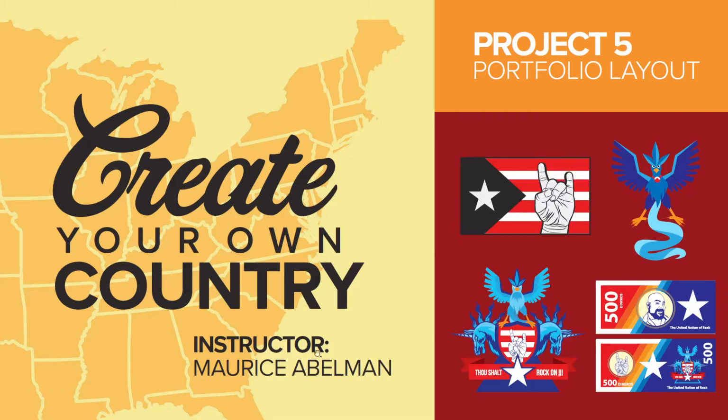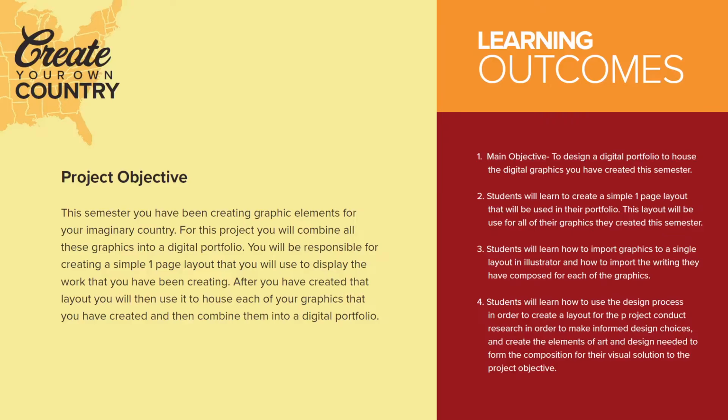portfolio. So for the first part of this demo, I'm going to go over the instructions, and then afterwards I'm going to show you how to create this type of layout here. You can see this layout. You have this big square field to house your graphics. You have this upper portion where you can name the project, and then you have this information section also. So you'll be creating this really simple basic layout for each one of these graphics.